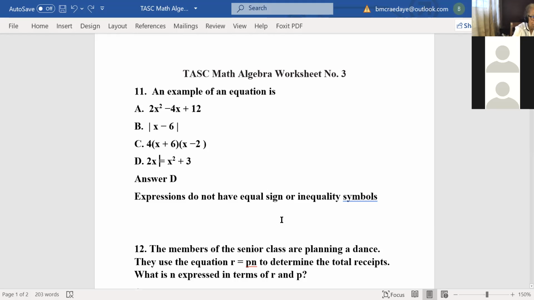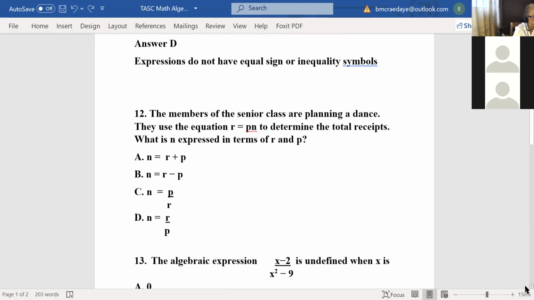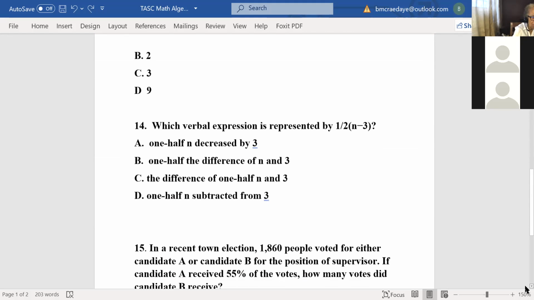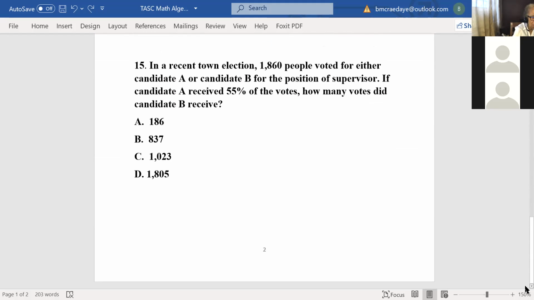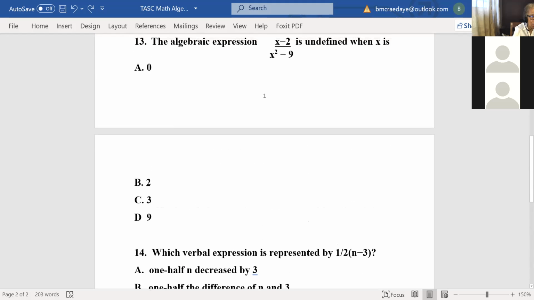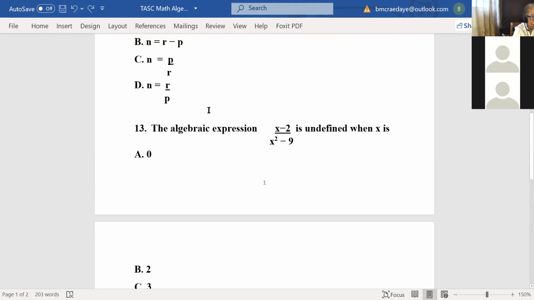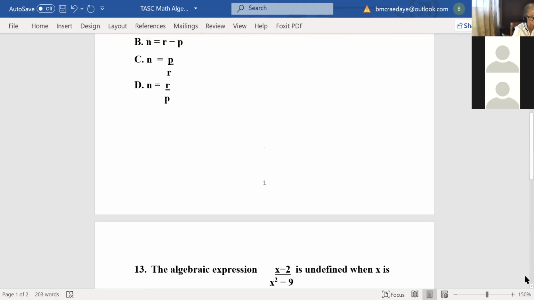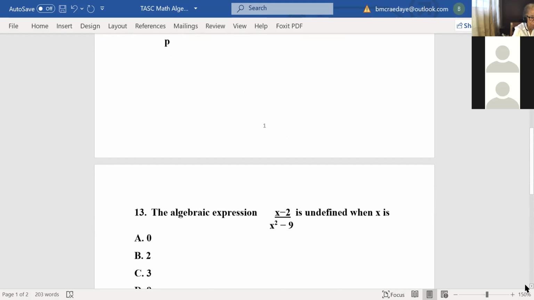Now, homework: algebra worksheet number 3. I think this is 12, 13, 14, 15. Oh, but there's something I want to tell you about one of them, because I think I hadn't told you. Now you see 13, right? Let me just tell you something on this one.